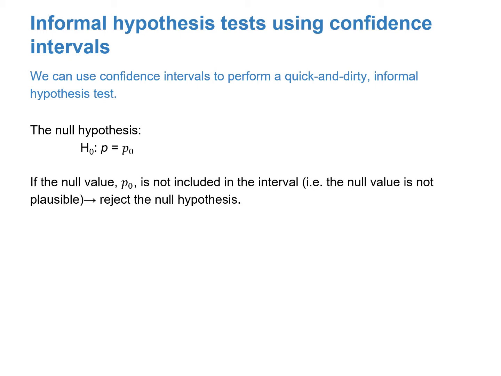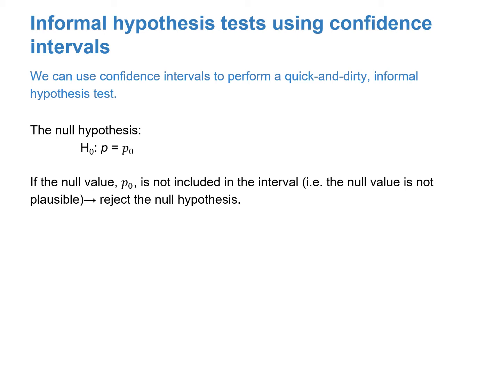Now, if we make a confidence interval and we see that the null value is not included in the interval, remember that a confidence interval can be considered a range of plausible values for the parameter. So this confidence interval would be indicating that the null hypothesis is not plausible based on the sample. And if this is the case, then we should reject the null hypothesis.